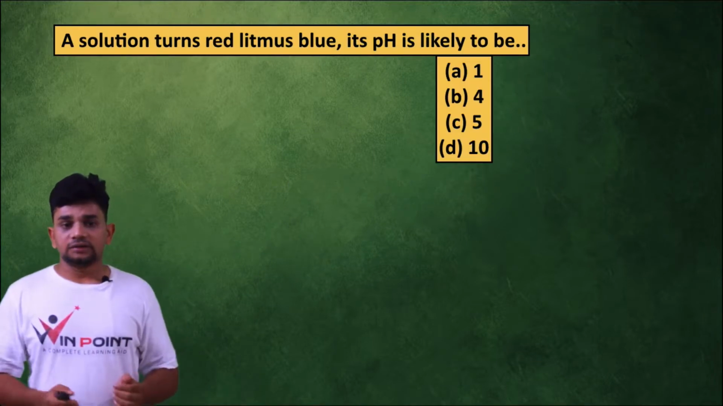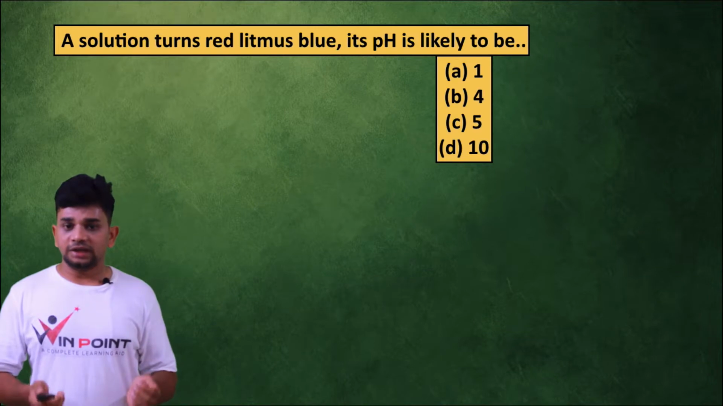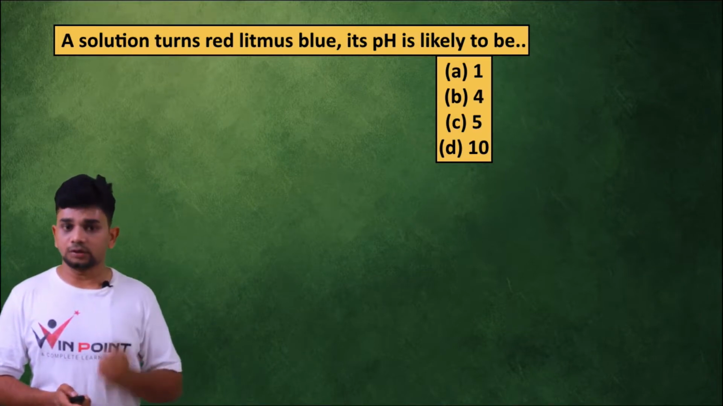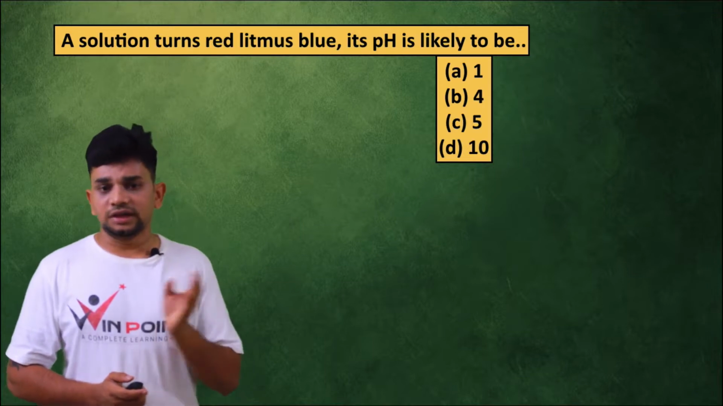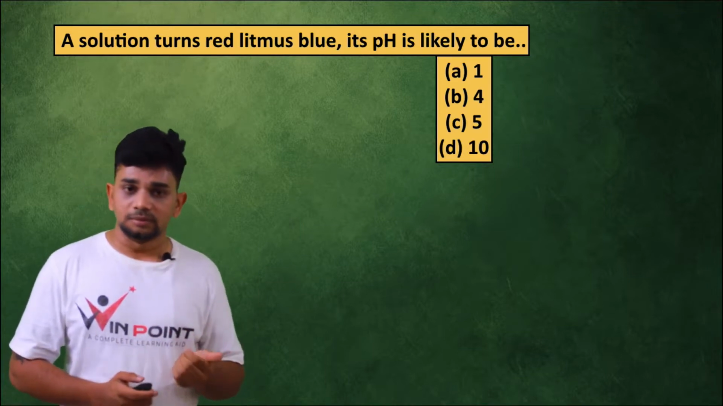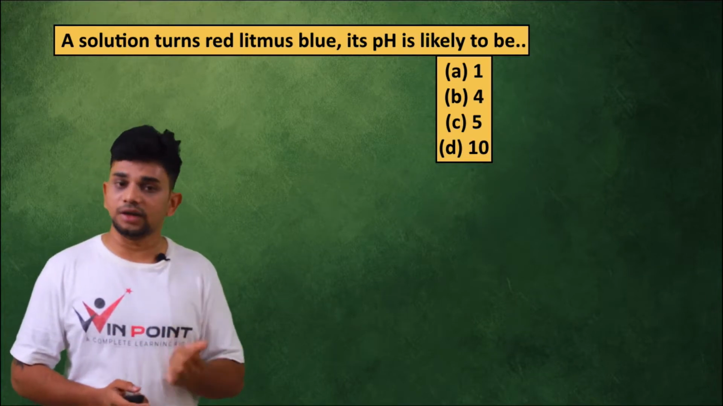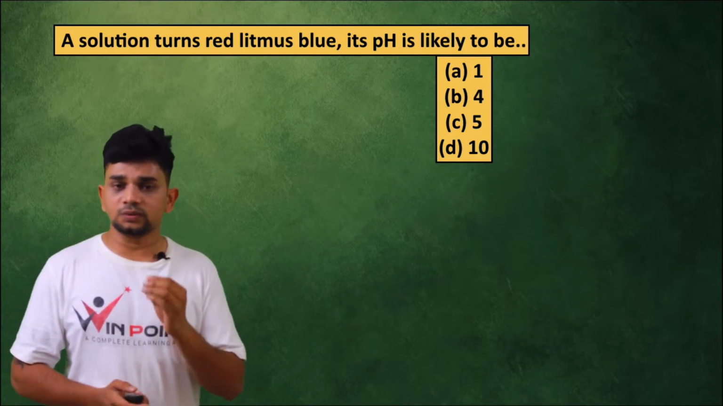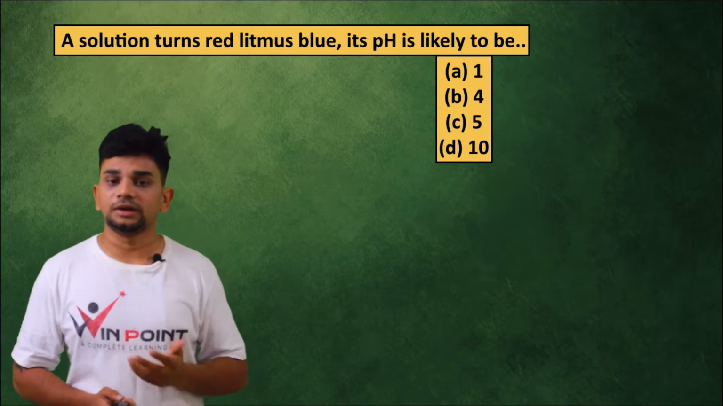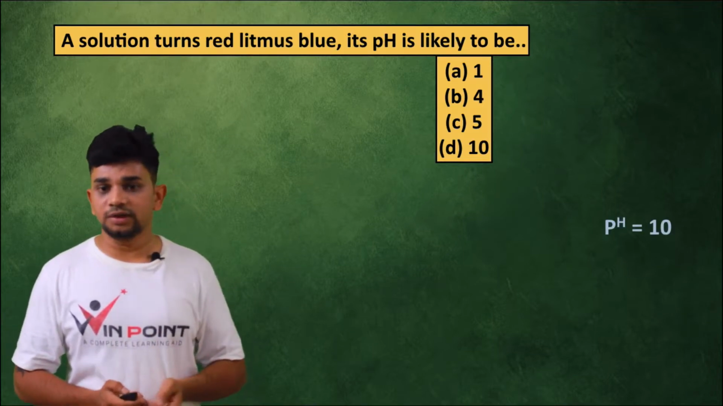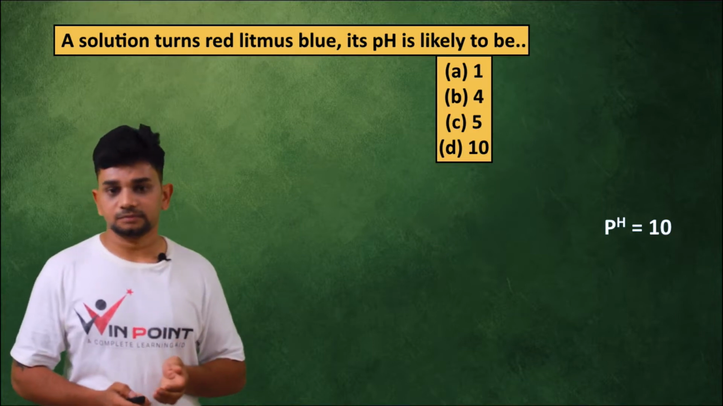A solution turns red litmus blue. Its pH is likely to be 1, 4, 5, or 10. These are the options. The solution changes the red litmus paper to blue, which means it is a base. Red litmus to blue means it is a base. And in these values, which value is more than 7? 10, right? D is more than 7. So the answer will be pH equal to 10.